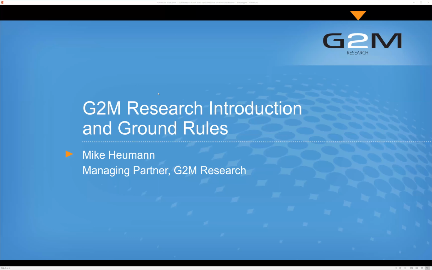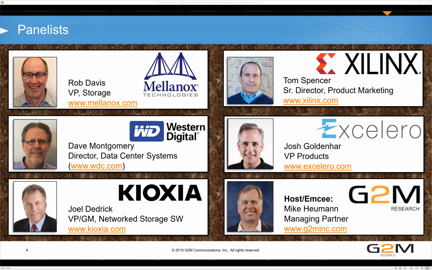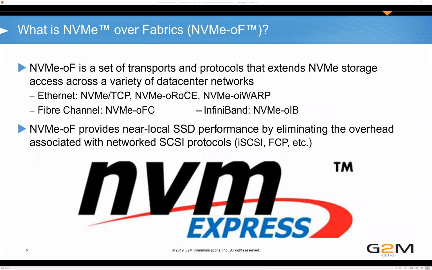So I'll do a first introduction. We have Rob Davis from Mellanox, Tom Spencer, Senior Product Marketing Manager from Xilinx, Dave Montgomery, who's Director of Data Center Systems from Western Digital, Josh Goldenhar, who's VP of Products at Accelero, Joel Detrick, who is VP and GM of Network Storage Software at Kioxia, and then I'm Mike Human, the Managing Partner of G2M Research.